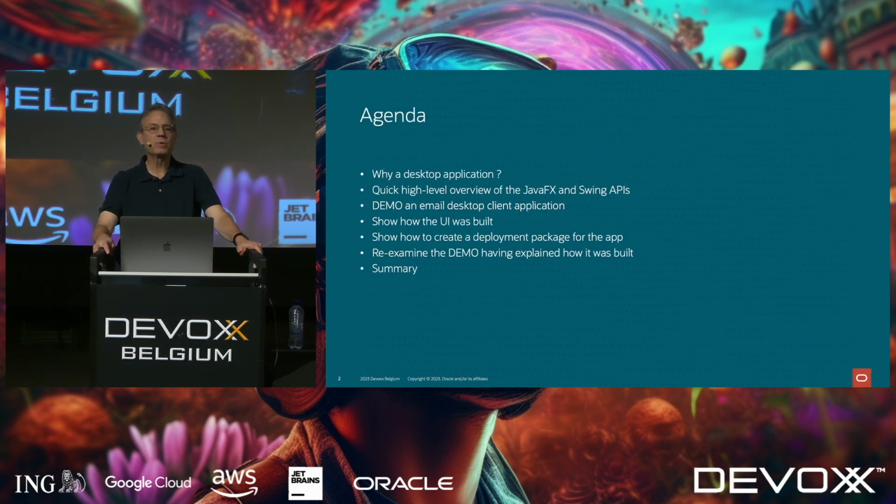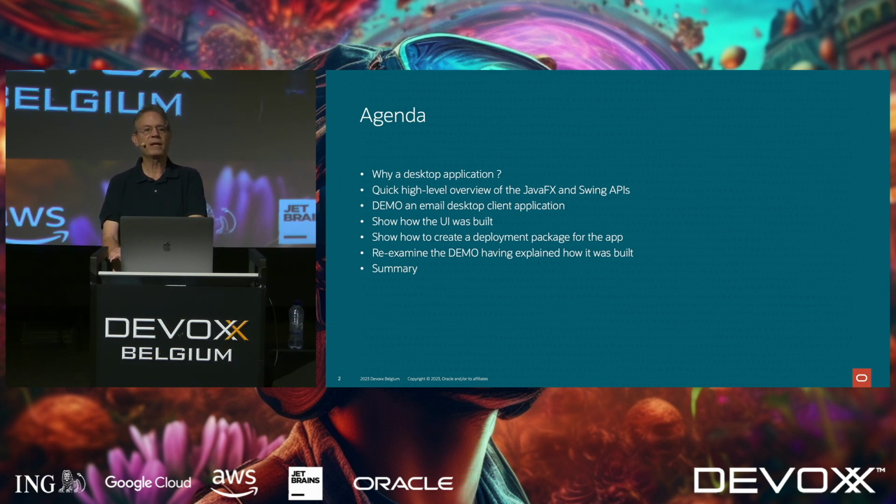So first we'll start with the question, why do a desktop application at all? Isn't web good enough for everything you do? And second, we'll do just a fairly quick high-level overview of JavaFX and Swing. I'll assume that for the most part you're familiar with them, but we'll give a high-level overview of what capabilities they have. And then we're going to do a demo of an application that we built to showcase how you can develop and utilize a desktop application that integrates well with the desktop.